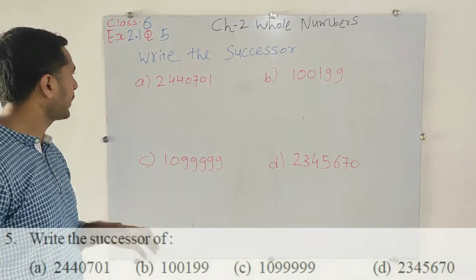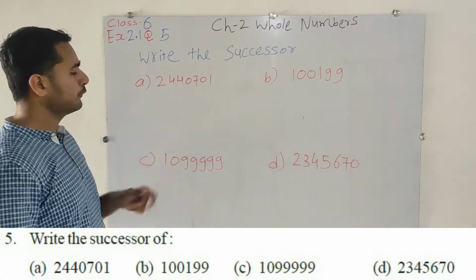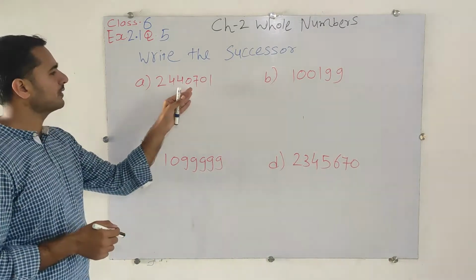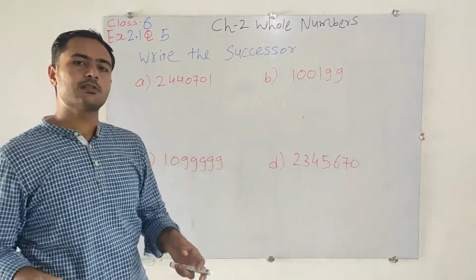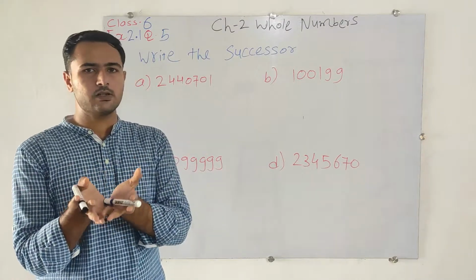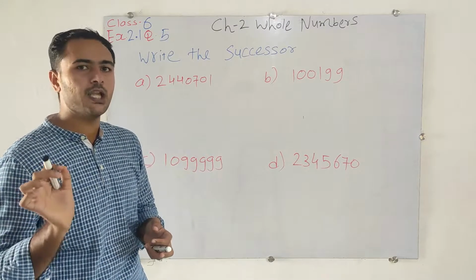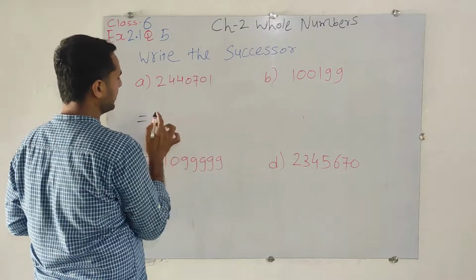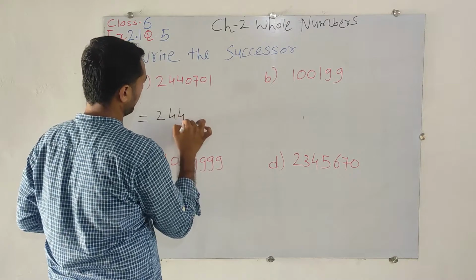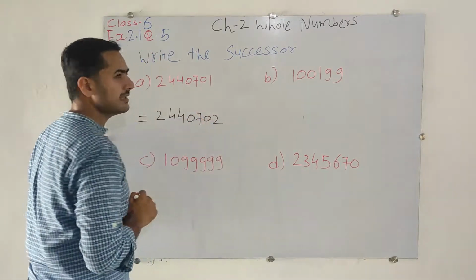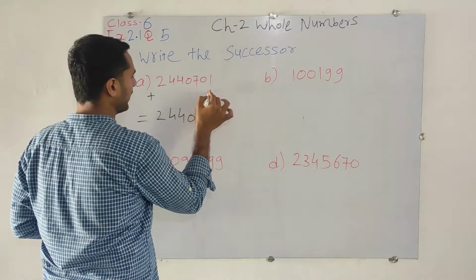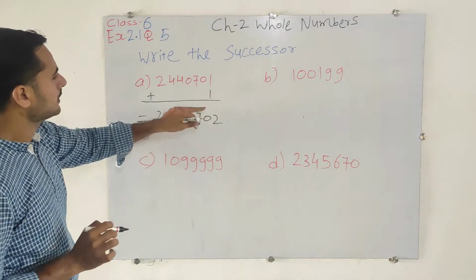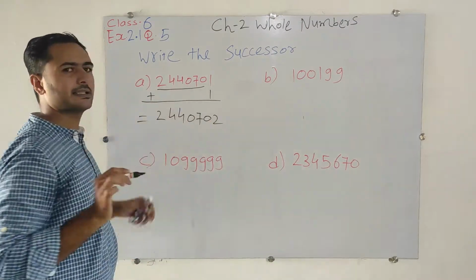In question number 5, you have to write down the successor for these 4 different numbers. Let's start with the first one, that is 2440701. Whenever we want to find the successor, we simply add 1. So by adding 1, the answer will be 2440702. 1 and 1 is 2, and all the other digits stay as they are.